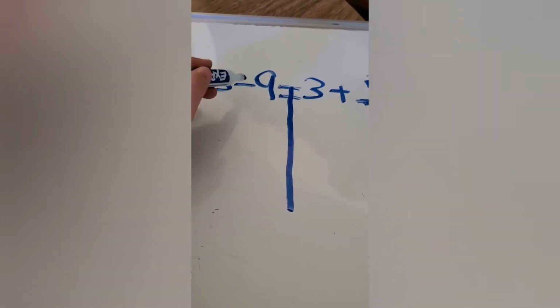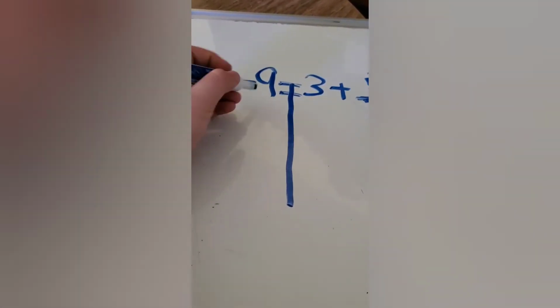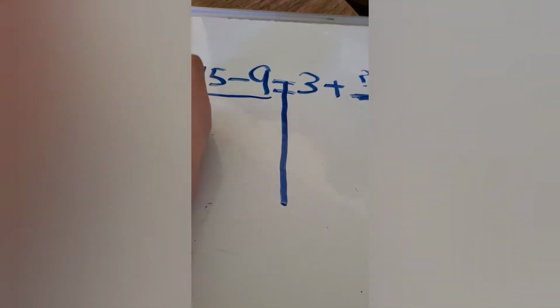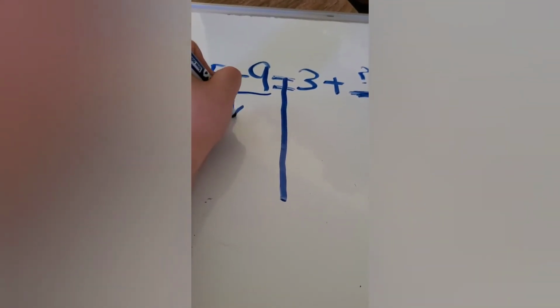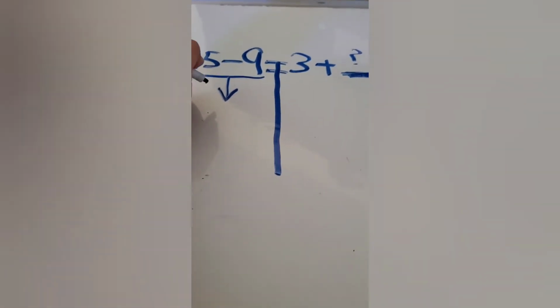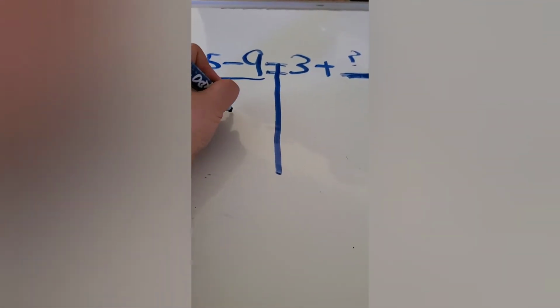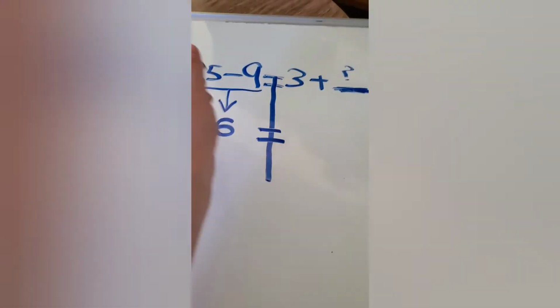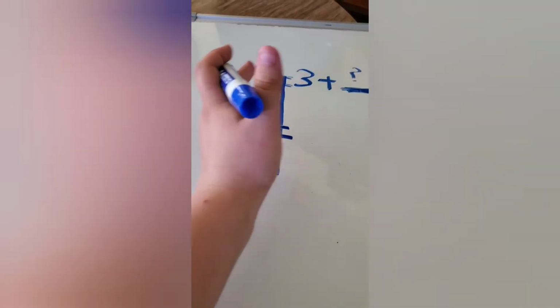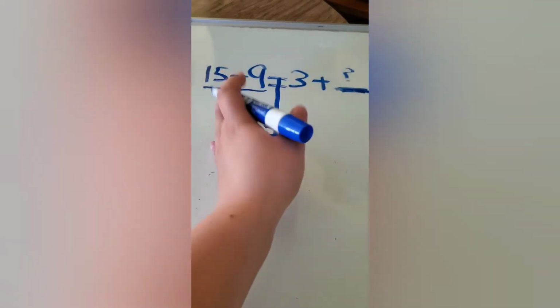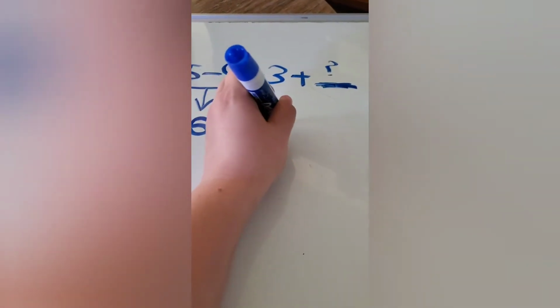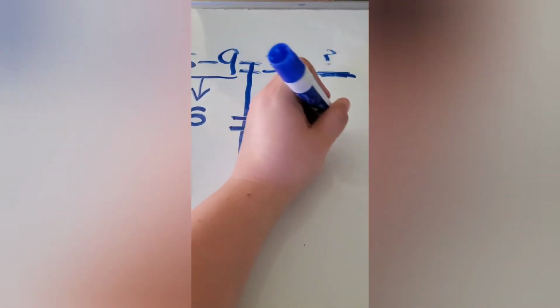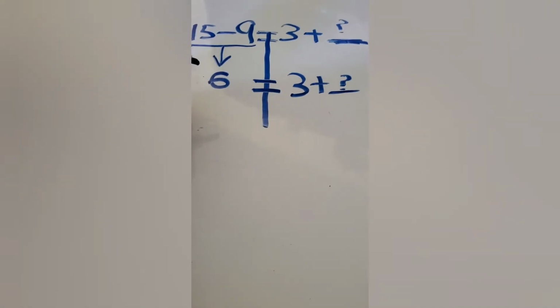So, 15 take away 9. What is that? I'm going to draw a line underneath it so I know that that's what I'm going to start with. And I'm going to put a little arrow down below. 15 minus 9 is actually 6. Okay? And I'm going to put an equal sign because remember, we have to figure out what number over here on this side equals the same as 6, okay? So I have a 3 plus question mark. So I'm going to bring this down, and we need to figure it out. Now that doesn't look so scary, does it?